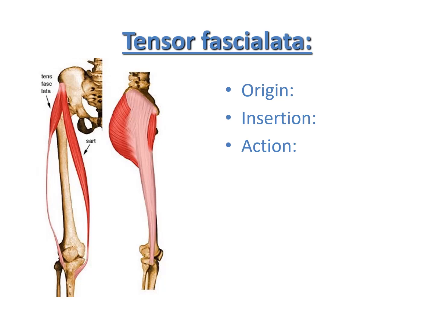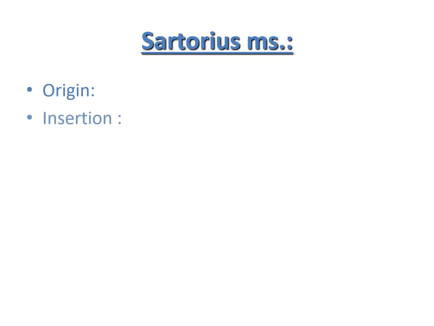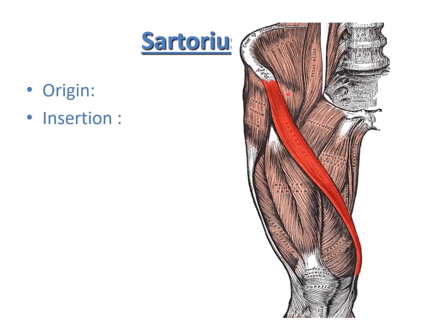The second muscle is tensor fascia lata. It originates from here, from the iliac crest, and it is inserted in the iliotibial tract. As we said before, its action is to make the iliotibial tract tense, and so stabilize the femur on the tibia.